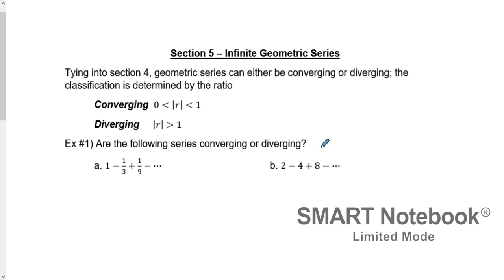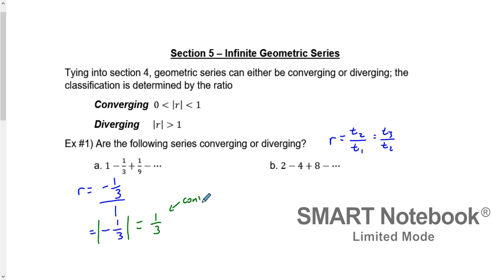So are these series converging or diverging? Well, in order to find that out, remember that our ratio is determined by taking our second term and dividing by the first term. So in this case, third term divided by second term, fourth divided by third, whatever it is. So our ratio here would be negative 1/3 divided by 1. Well, negative 1/3 divided by 1 is just negative 1/3. But we're not worried about the negative because we want the absolute value, which is just a positive 1/3. So we're good. This would therefore be classified as converging, because that ratio, 1/3, 0.333333 going on forever, is between 0 and 1.